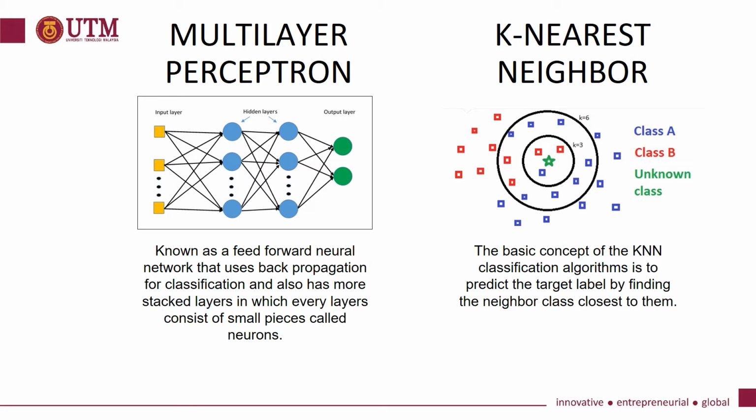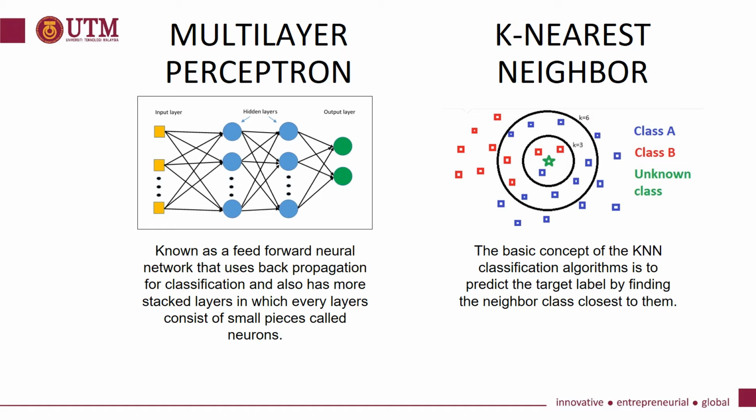It is known as a feed-forward neural network that uses backpropagation for classification. It also has more stacked layers in which every layer consists of small pieces called neurons. The structure of MLP consists of 3 main layers, which are the input layer, hidden layer, and output layer. Those neurons get input data X in the input layer and then share that data to the next layer. In the next layer, which is the hidden layer, each neuron will receive a weighted sum of the neuron outputs of the previous layer. In order to control the input, the activation function is implemented within each neuron.